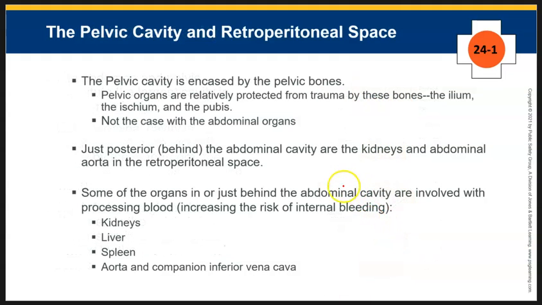The pelvic cavity is encased by the pelvic bones, and consequently, those bones can protect some of those organs from trauma, which is unlike what we see in the softer abdominal cavity. Just behind the abdominal cavity are the kidneys and the abdominal aorta, and some of the organs in or just behind the abdominal cavity. We have these things that are involved with processing blood: kidneys, liver, and spleen. We oftentimes consider most of the abdominal cavity to just be digestive organs.